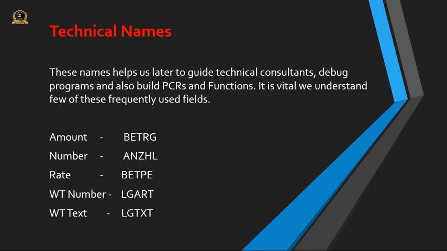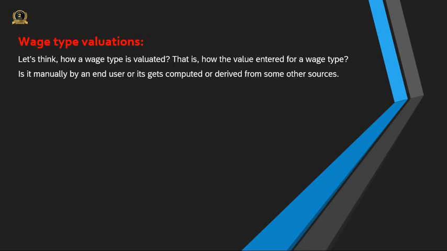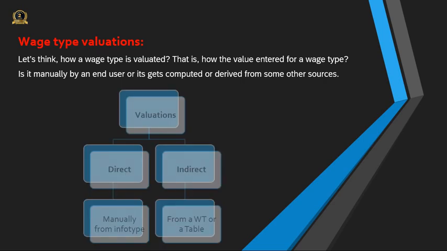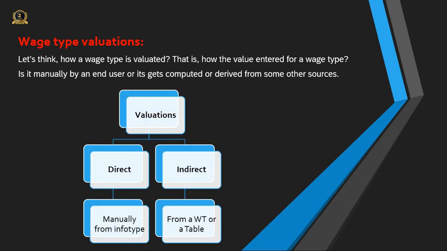Valuating wage types. Let's think how a wage type is valuated. That is, how the value is entered for a wage type. Is it manually by an end user, or does it get computed or derived from some other sources? 1. Direct valuation. This is when someone, usually an end user, manually punches in a value through something called an infotype. 2. Indirect valuation. This is when the system figures out the value, either from tables or by piggybacking on other wage types.